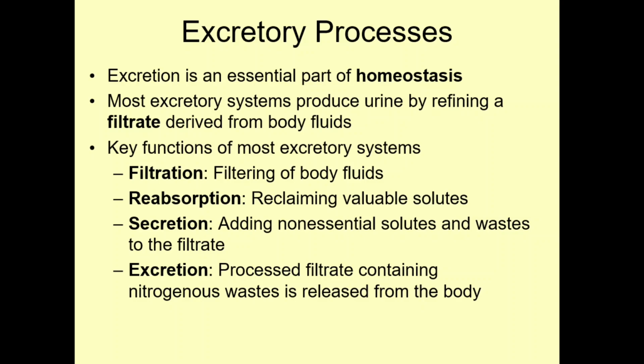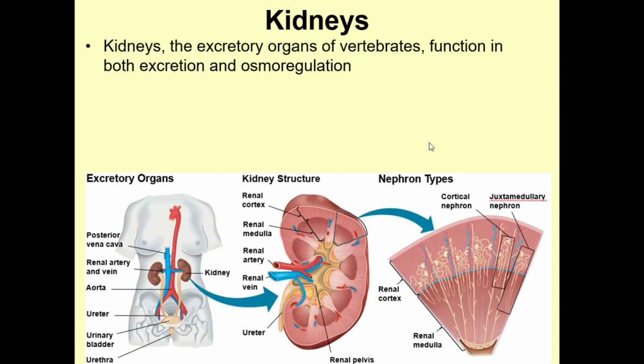So it doesn't matter whether you're looking at a fish or a whale or a human. These are the four key functions of excretory systems: filtration, reabsorption, secretion, and then ultimately excretion. So let's investigate that a little bit more by looking at the mammalian system in particular. As stated previously, when we're talking about excretion in vertebrates, we're essentially talking about kidneys. Kidneys are the excretory organs of vertebrates, and they function both in excretion and in osmoregulation as well.